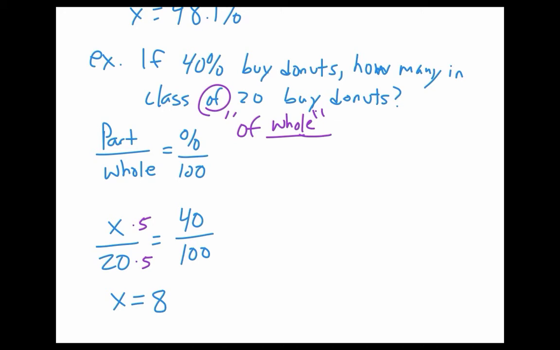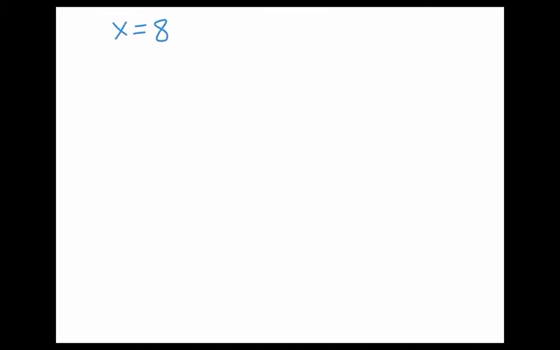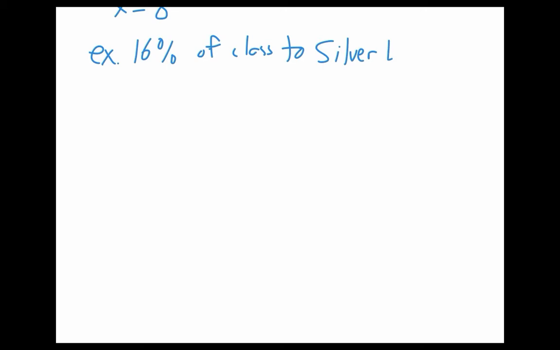Okay. All right, we good on that one? Then the last one is going to be when the unknown is in that part place. So I'm going to say last example. 16% of the class have been to Silver Lake. If 4 people have been there, how large is the class? So if 4 have been there, how large is the class?